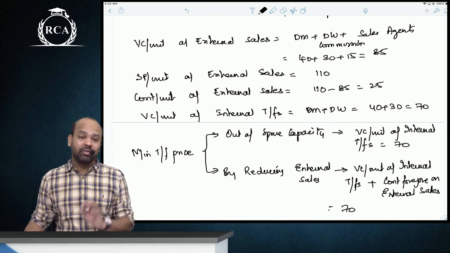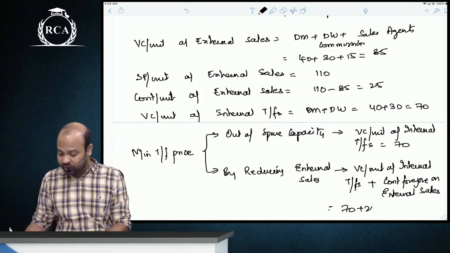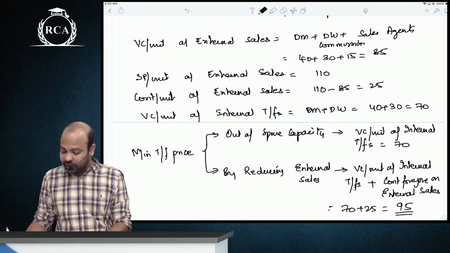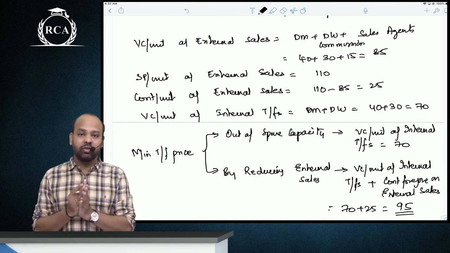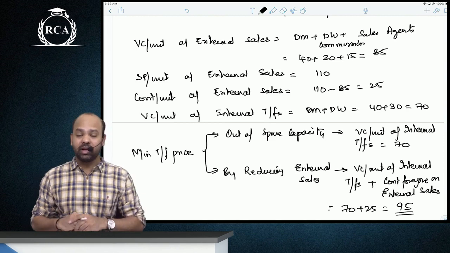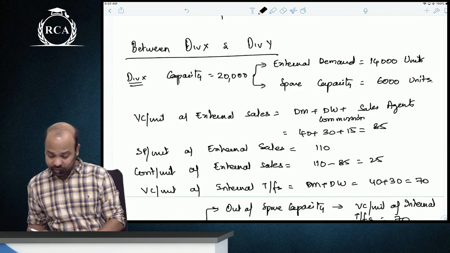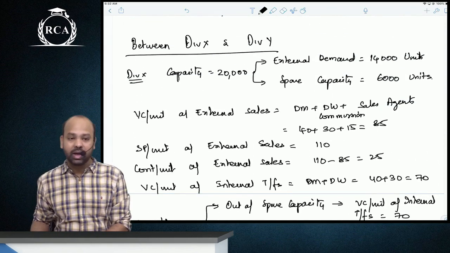And if I transfer internally, I am also losing a contribution of 25 rupees for every unit of external sales. So this is 95. So I got the minimum transfer price for both cases. In case I have to transfer out of spare capacity, it would be 70 rupees. In case I have to transfer by reducing external sales, it has to be 95 rupees.